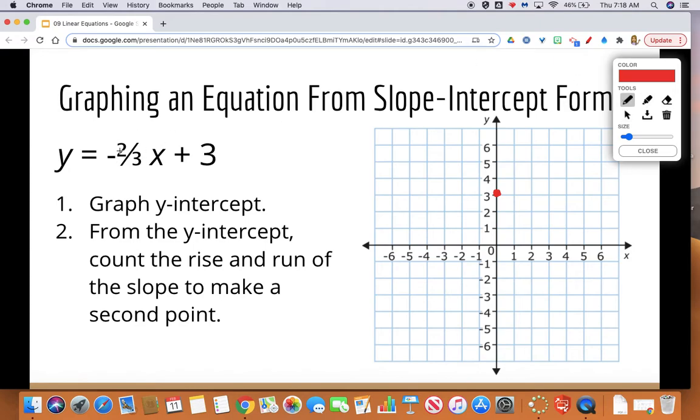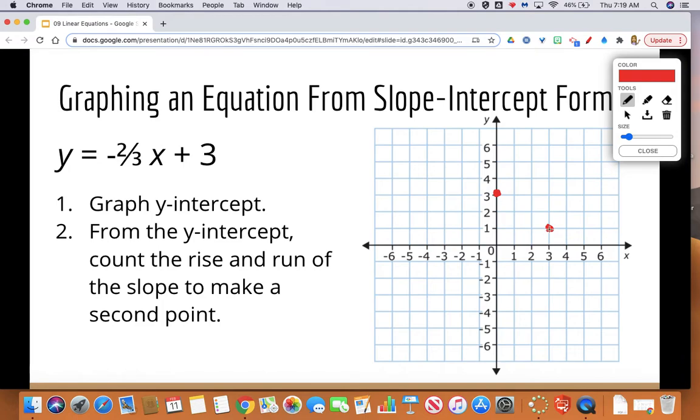My slope is -2/3. So my rise is a -2, so I'm going to drop down 2. My run is a 3, so I'm going to go forward 3, and I'm going to make a point right here. My line should be going in a downward direction because this is a negative slope, and it is.